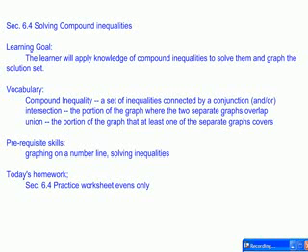This video is for Algebra Section 6.4, Solving Compound Inequalities. Our learning goal: the learner will apply knowledge of compound inequalities to solve them and graph the solution set. So we'll be solving inequalities just like you did in Section 6.1, 6.2, and 6.3, and then you'll be graphing them on a number line.